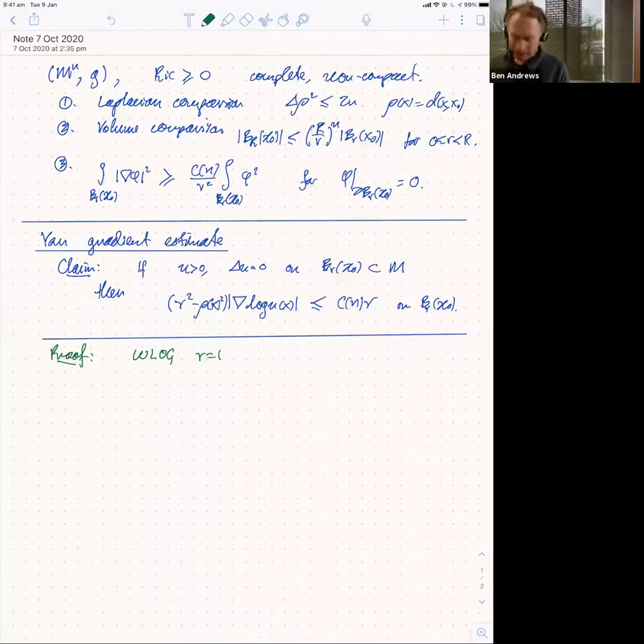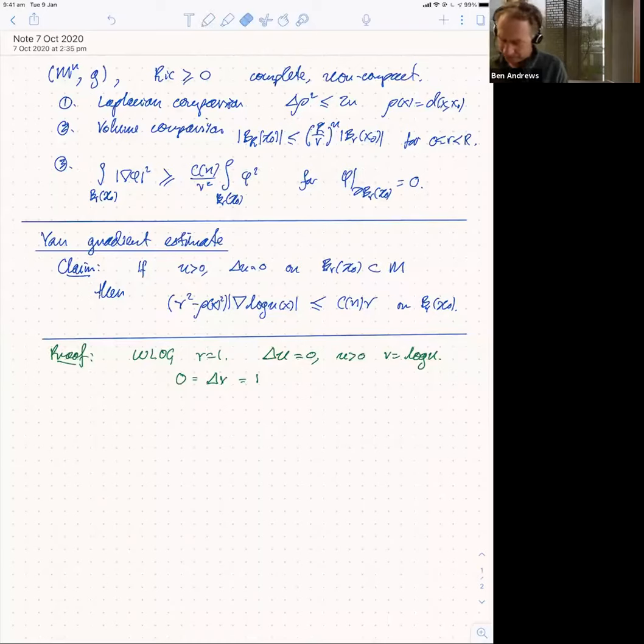So then we're given our function u, which is harmonic and positive, and let me write v to be the log of u. Okay, so this is well defined, and just a simple computation tells me that the Laplacian of v, okay, so this would be, sorry.